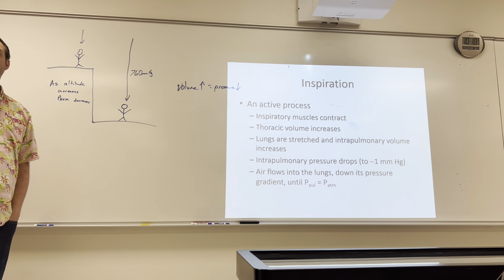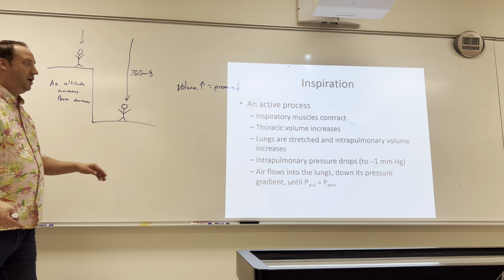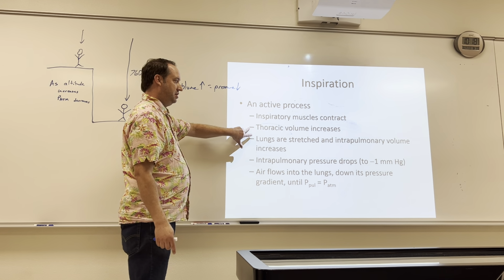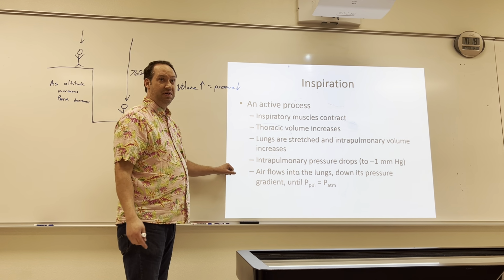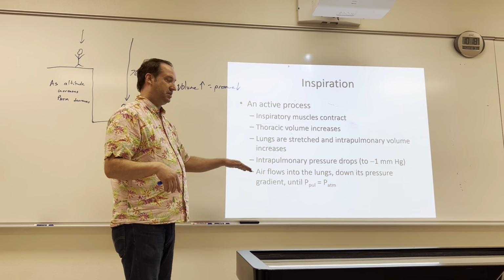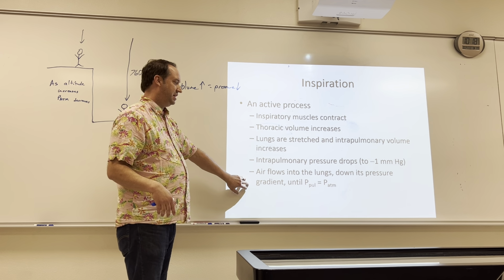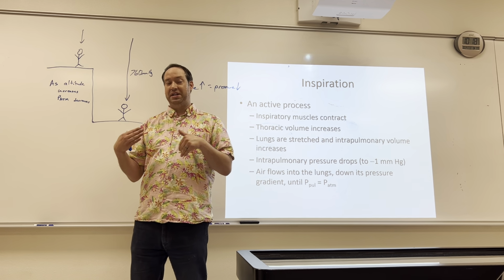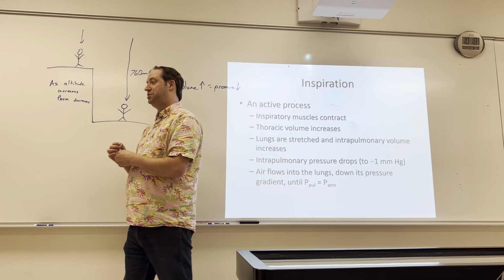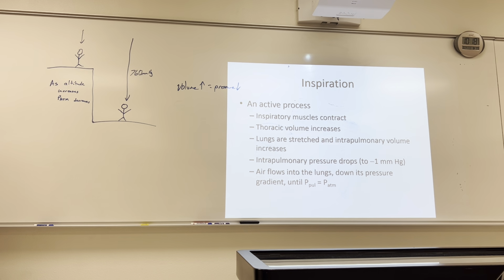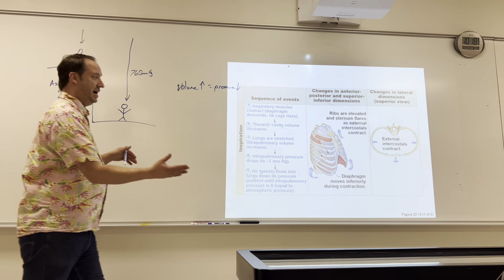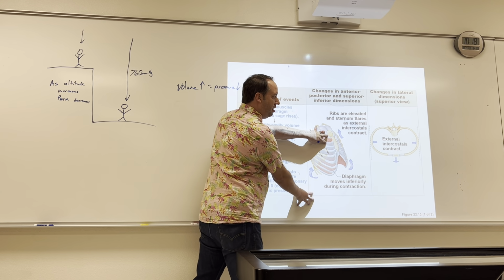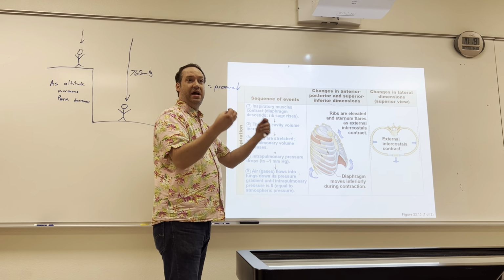Why did the air go in? Because your chest got bigger. The volume of your chest increased, pressure goes down, air comes in, because the pressure is lower on the inside than it is on the outside. And you inhale until they equalize. When the pressure inside the lungs equals the atmospheric pressure, you stop. This is an active process. This requires energy. The diaphragm contracts, the diaphragm moves down, the chest gets bigger, pressure inside goes down, air moves in.